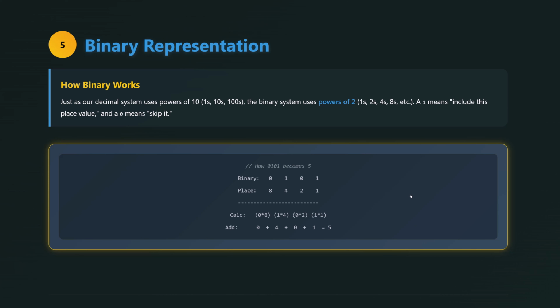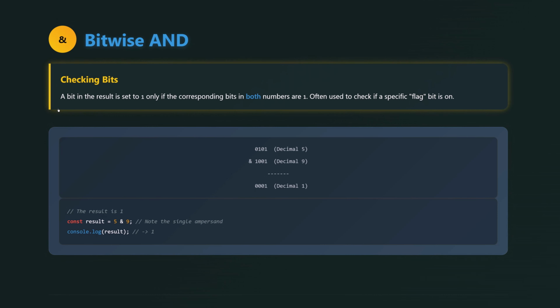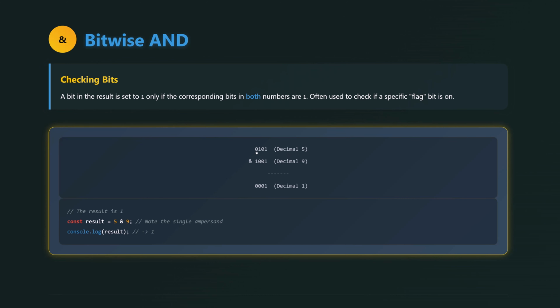Now that we know this, let's see how the operators work on these sequences. First one is Bitwise AND. The Bitwise AND operator compares two numbers bit by bit. A bit in the result is set to 1 if the corresponding bits in both numbers are 1. This is often used to check if a specific bit is set. Let's see an example to understand. 5 in binary is 0101. And 9 in binary is 1001. Let's see how the AND operator works with these numbers.